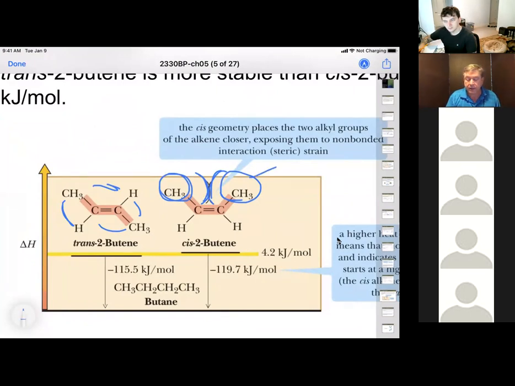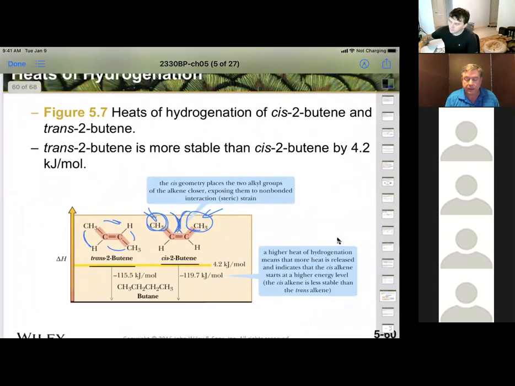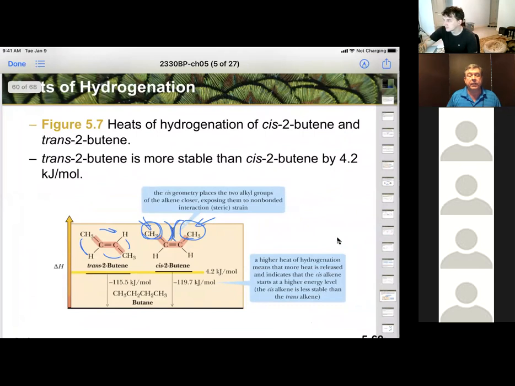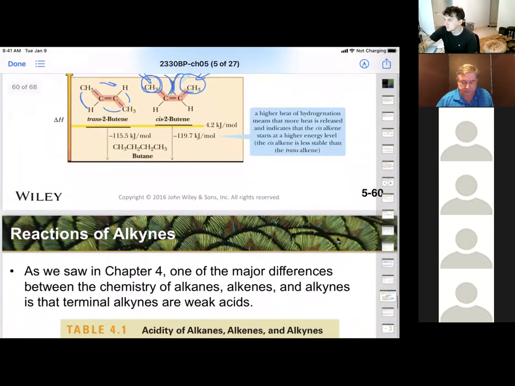And if these groups get bigger and they're still cis, it'll be a more pronounced interaction because that strain will be higher and higher. And we can measure that by the heat of hydration. So this is a really cool experimental way of determining yes or no about your theoretical supposition that this molecule is more stable than that molecule. Well, let's hydrogenate it and find out if we're right or not. So this is a nice, tangible experiment. We can prove our theoretical observation.